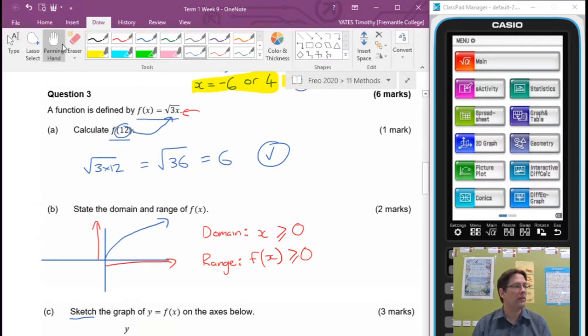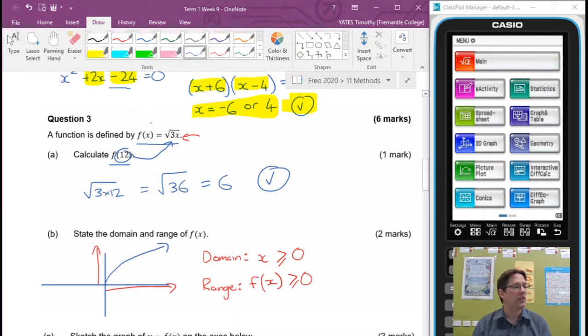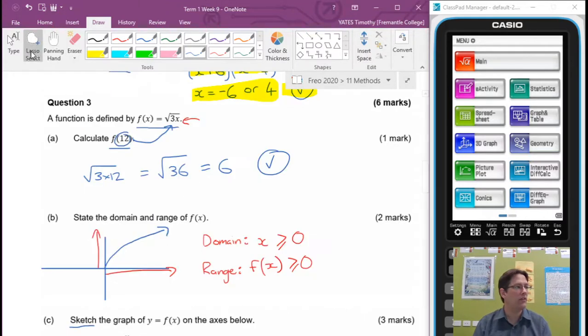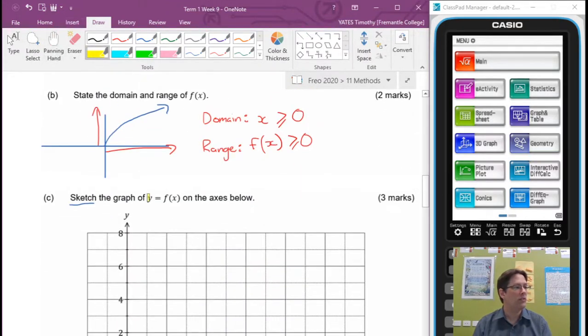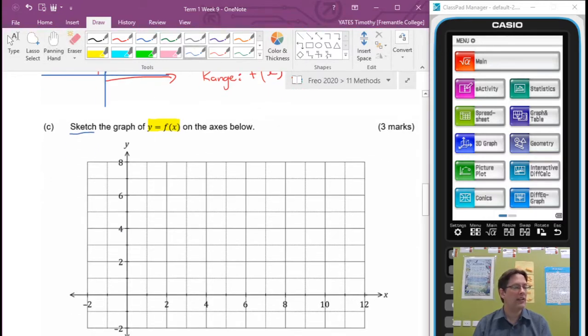So next up is sketching it, and I've already done a rough sketch there. Now, when we're sketching, it is really important to make sure you've got the points that you've seen previously. So here, I knew that when x is 12, f of x is 6. So that right there is a point that I can put on here. And this shouldn't say y, this should say f of x. Oh wait, no, it does say: sketch the graph of y equals f of x. So that's all valid. So x equals 12, y equals 6.